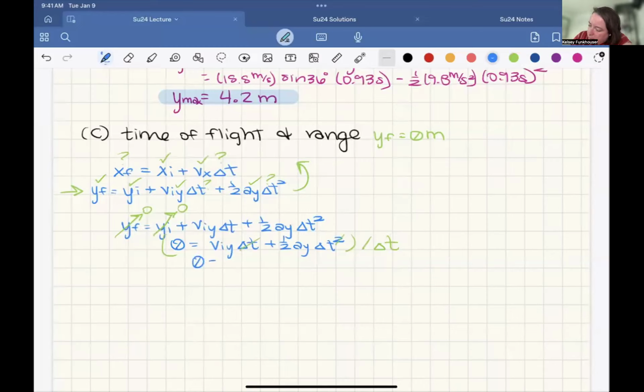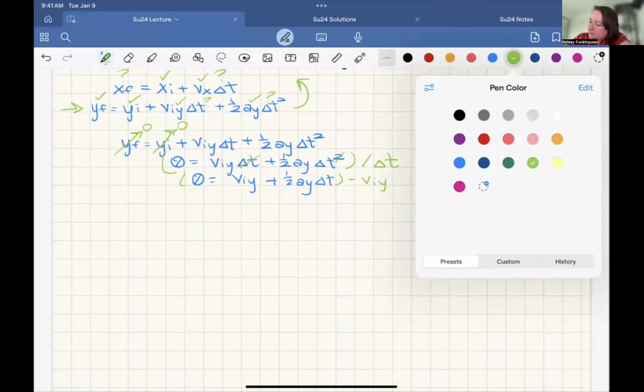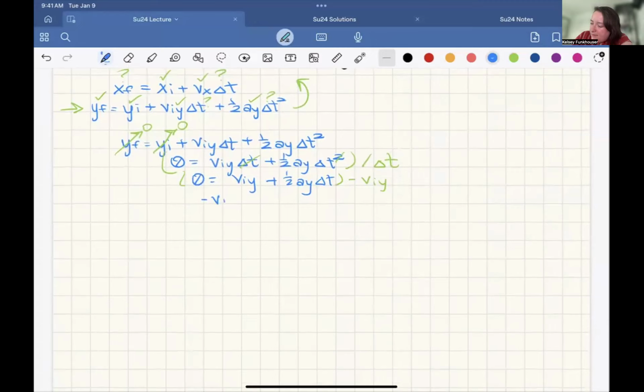So this gives us 0 equals v initial y plus 1/2 acceleration in y times the time interval, not squared, just the time interval. And then we can solve that. So we'll subtract the initial y from both sides, which gives us negative v initial y equals 1/2 acceleration in y times the time interval. And then we're going to divide 1/2 acceleration in y on both sides. So that gives us negative v initial y over 1/2 acceleration in y equals the time interval.